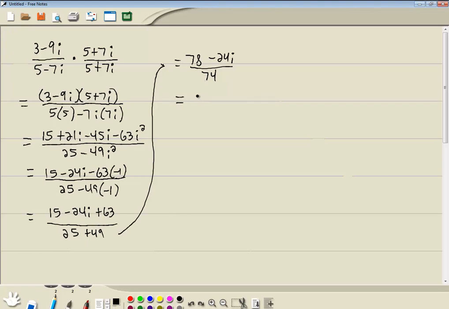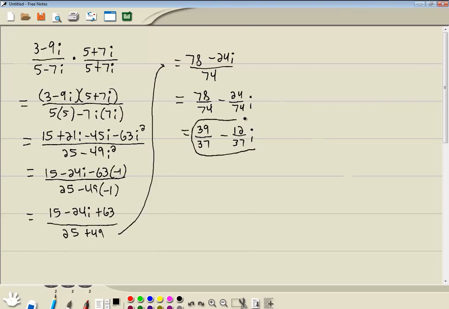Now standard form says your real part should be separate from your imaginary part. So I'll put 78 over 74 minus 24 over 74 with an i to the side. Now these are both divisible by 2. 78 divided by 2 is 39. 74 divided by 2 is 37. Minus 24 divided by 2 is 12. 74 divided by 2 is 37. With an i to the side.